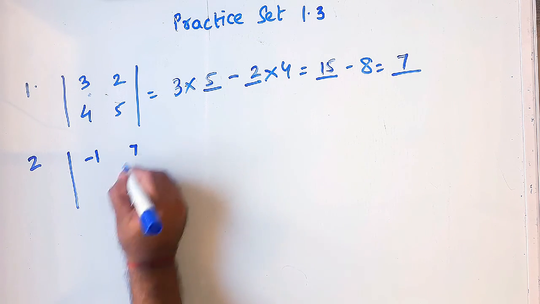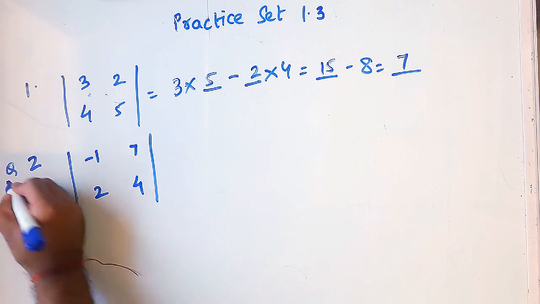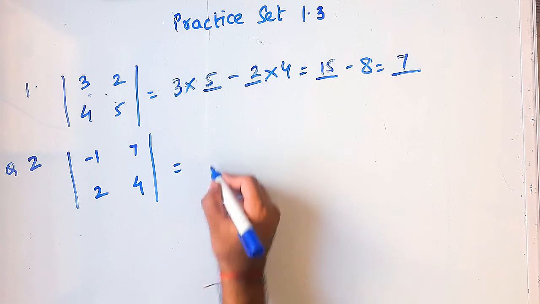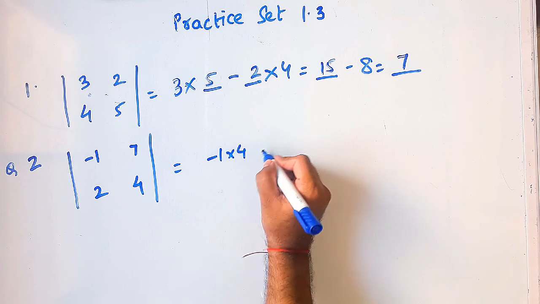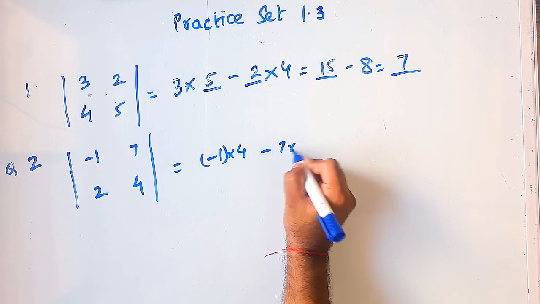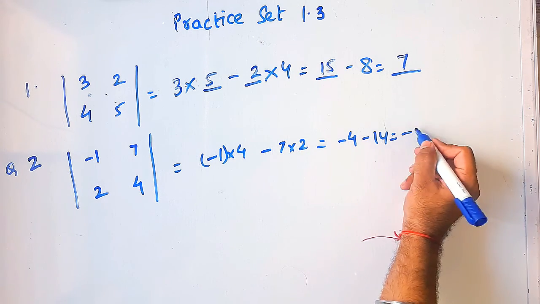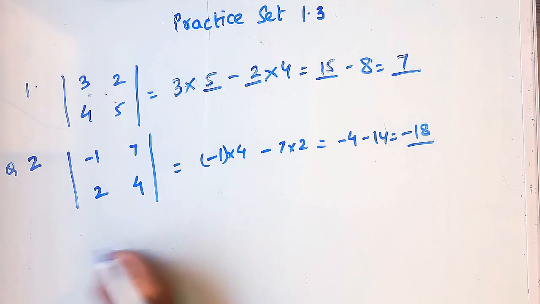Second one, minus 1 7 2 4. This is question 2. We'll find the value of the determinants. So it will be minus 1 into 4 minus 7 into 2. That is minus 4 minus 14. That is how much? Minus 18.